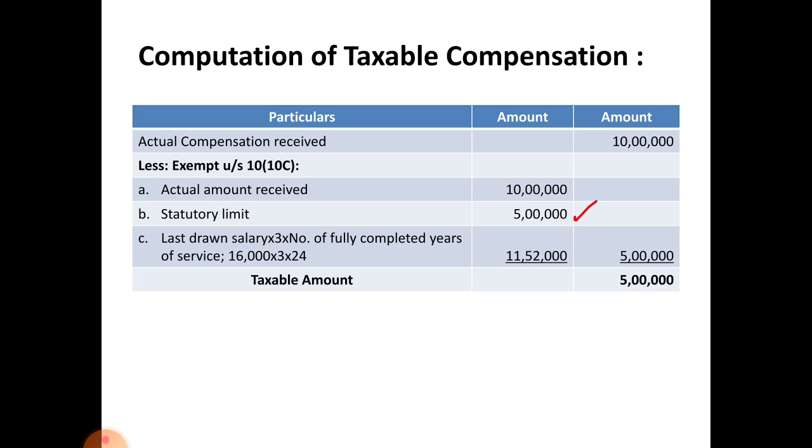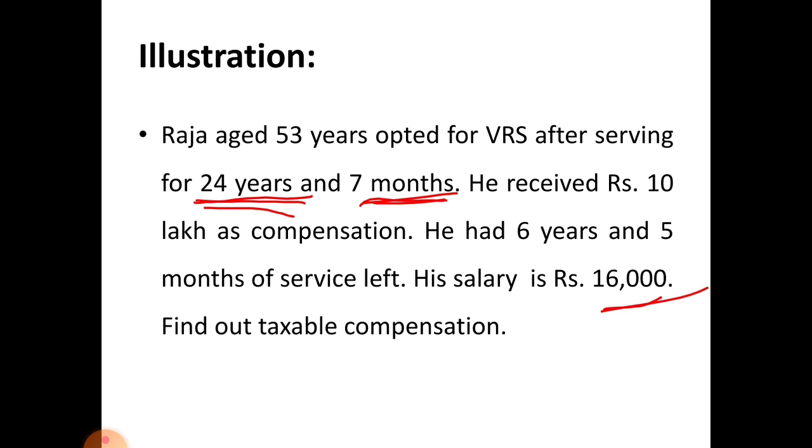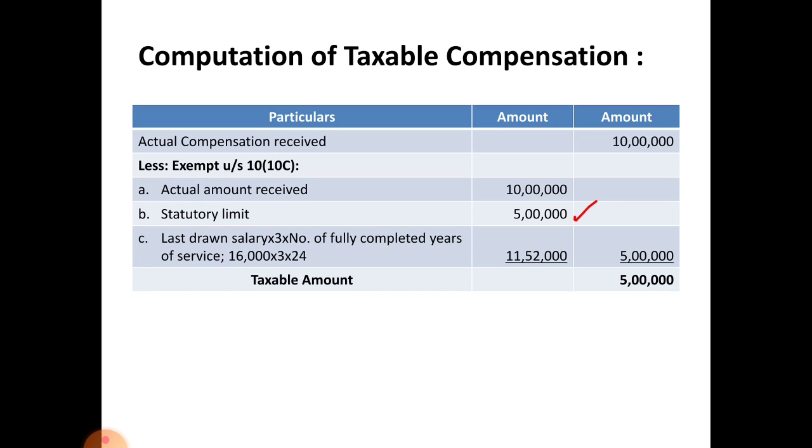If you calculate that one, the number of completed years of service you have to ignore, and you have to consider the number of years left, that is, in months you have to calculate. How? Here he had 6 years and 5 months left in his service, that means 6 into 12 months. You have to convert these years into months plus 5 months. Okay, that is 16,000 into (6 into 12 plus 5). Like that you have to consider, that will be more than 5 lakhs. If you want, calculate that one also.